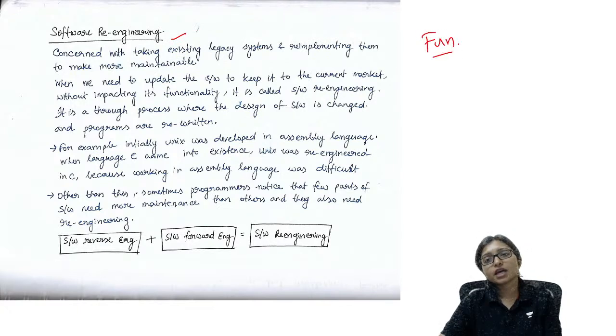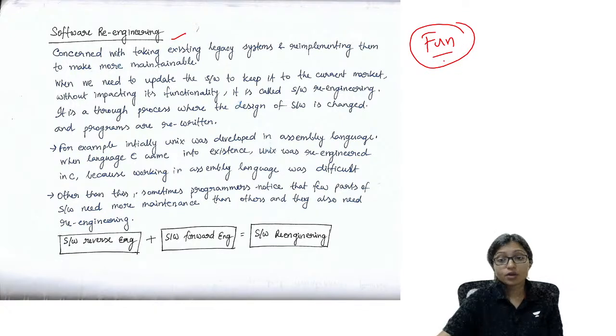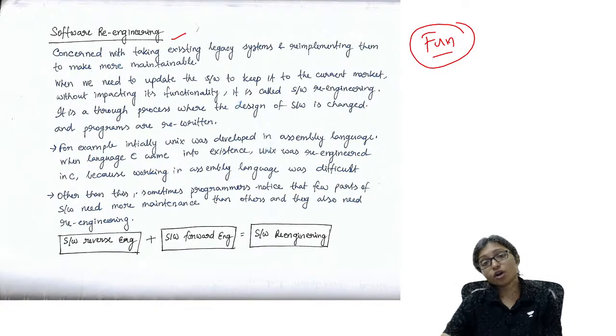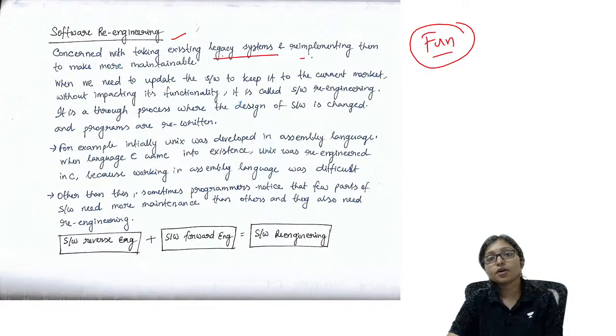Functionality will be the same. There will be no change in functionality. We will change only the code. Maybe restructure, we will do the restructuring. We will rewrite the code again. We will change the framework also so that it can be more maintainable. It is concerned with taking the existing legacy system and re-implementing it to make it more maintainable.